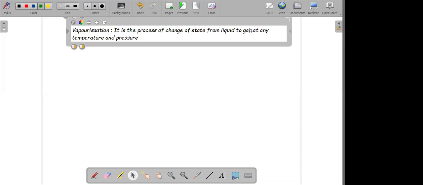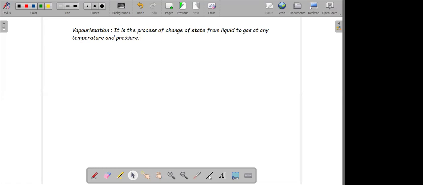Now see how it happens. First of all, it is a surface phenomenon. It's not a bulk phenomenon, it is a surface phenomenon. Consider here we have a container, and in this container we have a liquid. So here our container has liquid, and we can see this liquid to be made up of a number of molecules.